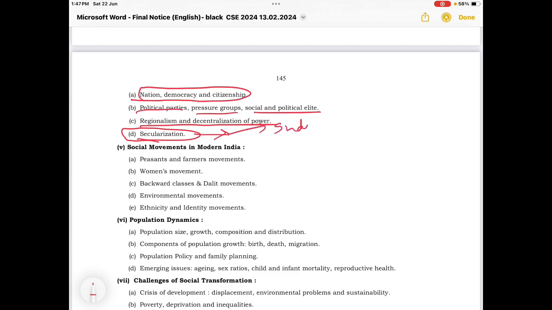So here we read about Indian secularism and Western secularism. If you understand the differences, then you can easily get aware of the concept of secularism.